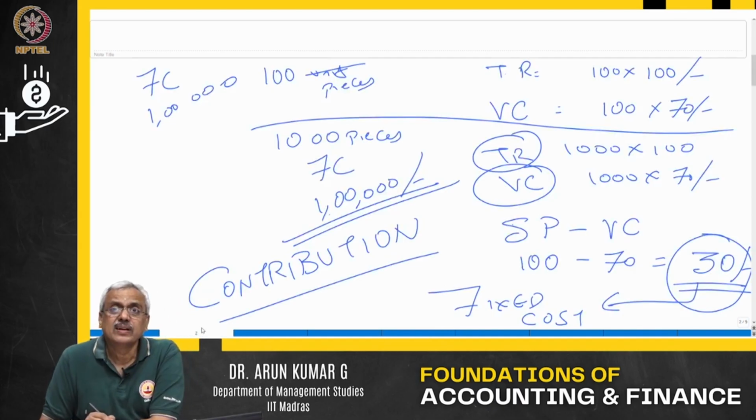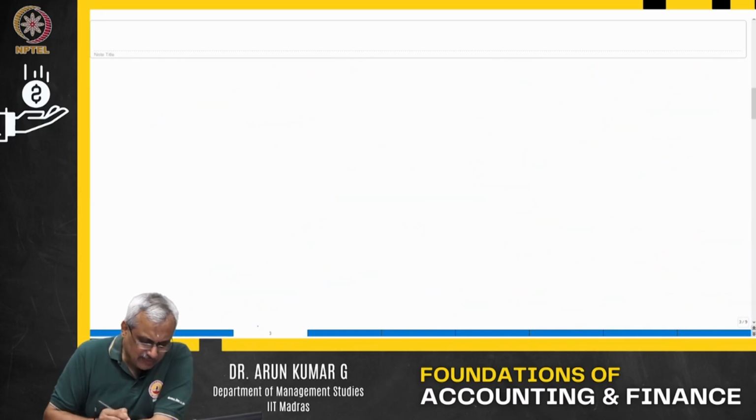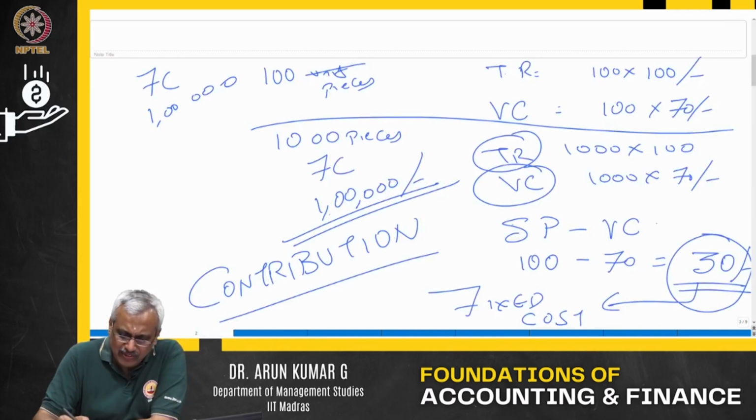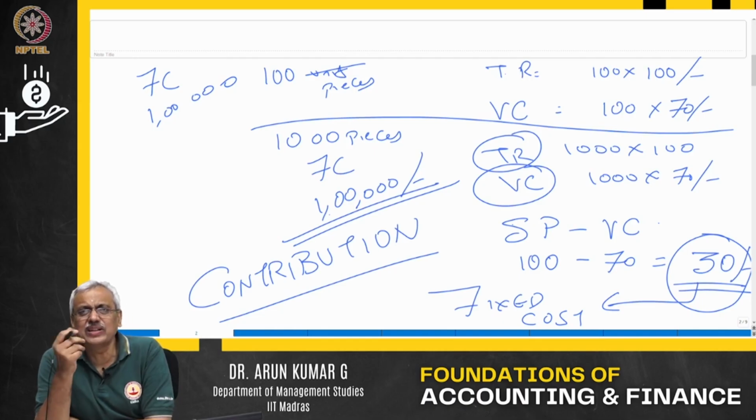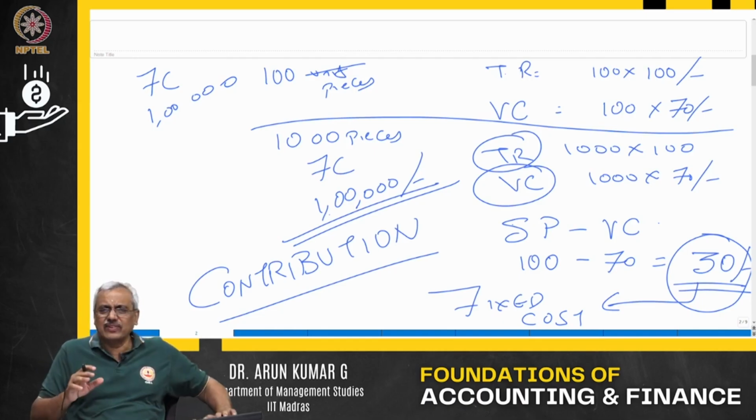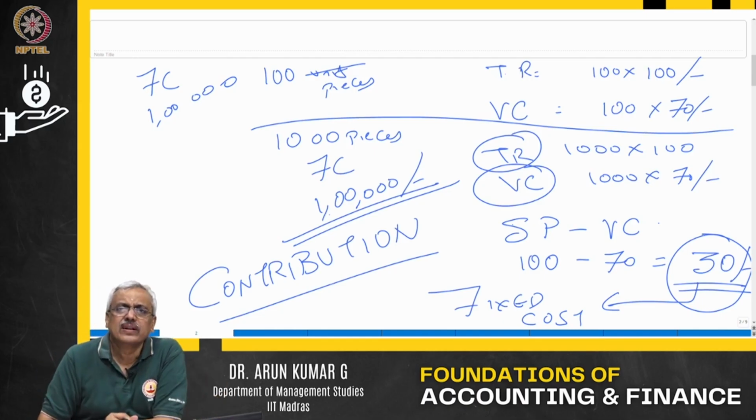Contribution is nothing but how much every unit I am manufacturing and selling is contributing towards covering the fixed cost and yielding profit. Covering fixed cost and yielding profit, why did I bring the word profit here? We will come to it in a minute.